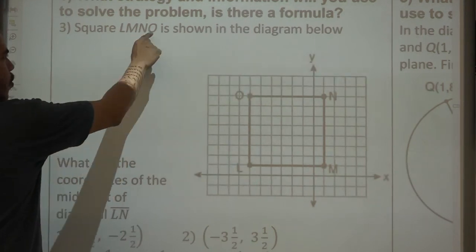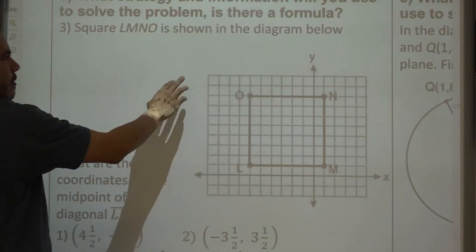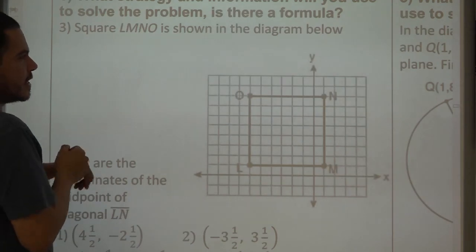So let's see now. The line segment is shown in the diagram. So what do they want?